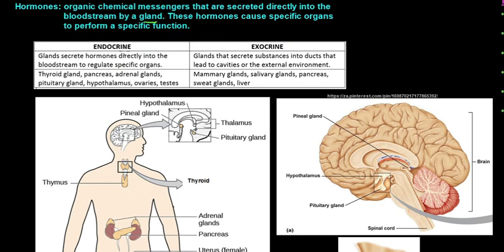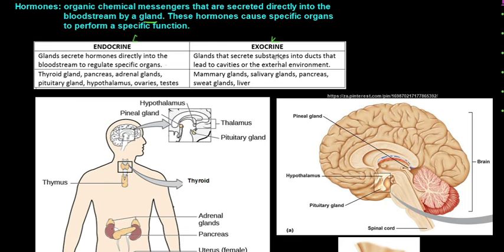Okay, so let's look at the difference between an endocrine gland and an exocrine gland. Endocrine glands are glands that secrete hormones directly into the bloodstream to regulate specific organs. And this is the thyroid, the pancreas, the adrenal glands, the pituitary gland, the hypothalamus, ovaries, and testes. We'll look at all of these now.